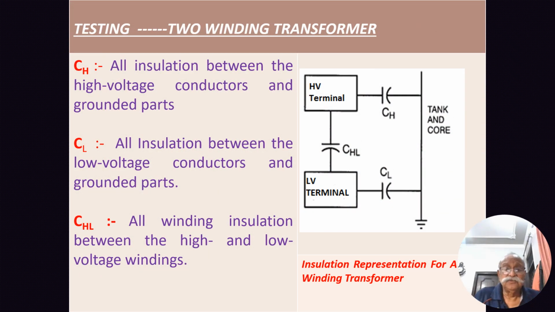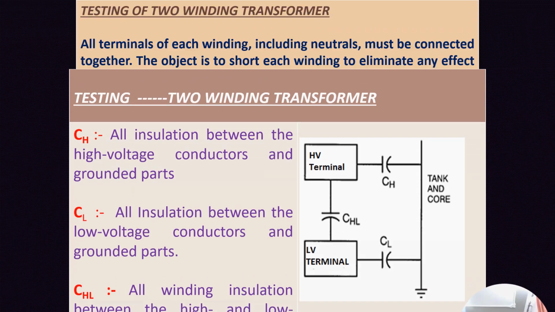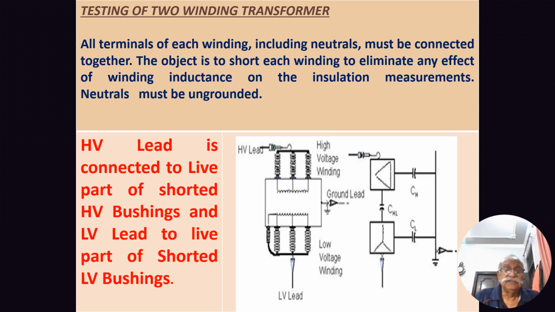So this is the equivalent circuit for a two winding transformer. If you go through this winding, HV and LV, there is a capacitance between HV and LV, and there is a capacitance from HV to tank and from LV to tank. So this is the testing of a two winding transformer.